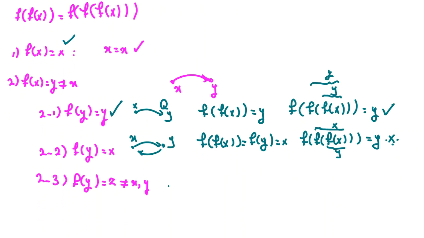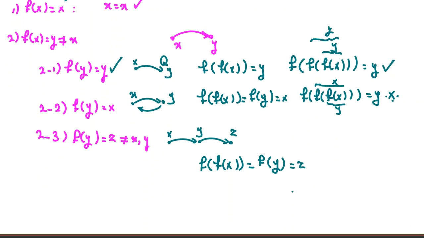Third case, suppose f of x is y, and f of y is z. So f of f of x is f of y, and f of y is z. Here we've calculated f of f of x is z. So we can conclude f of z, from the assumption of the problem, should be equal to z. So we have something like this.